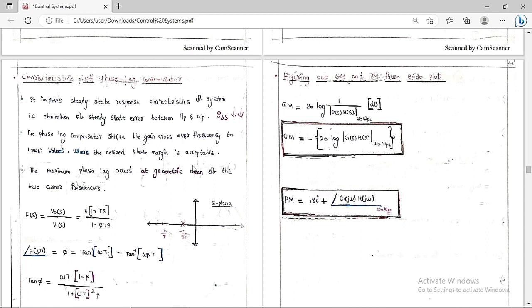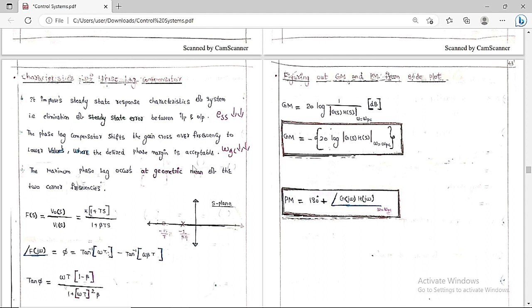The phase-lag compensator is going to shift the gain crossover frequency to the lower values where the desired phase margin is acceptable. So in simple words, the gain crossover frequency is going to get decreased, whereas in the previous case the gain crossover frequency would increase, but here it will decrease, the opposite nature.